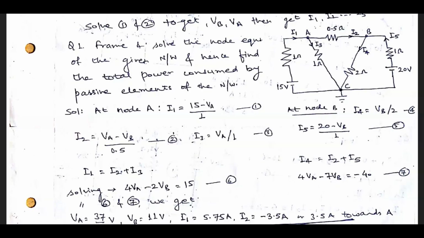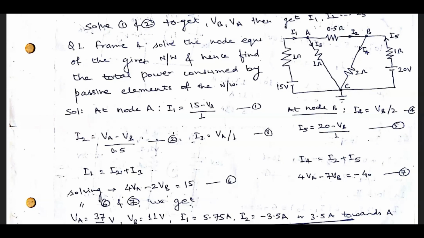So in this numerical, a circuit was given and we have to frame and solve the node equations of the given network and hence find the total power consumed by the passive elements of the network. Here node C was assumed to be the reference node, and at node A and node B, Ohm's law was applied to the respective branches, and we have received the equations of I1 and I4.